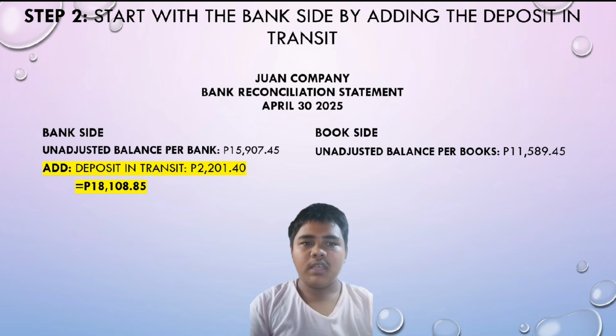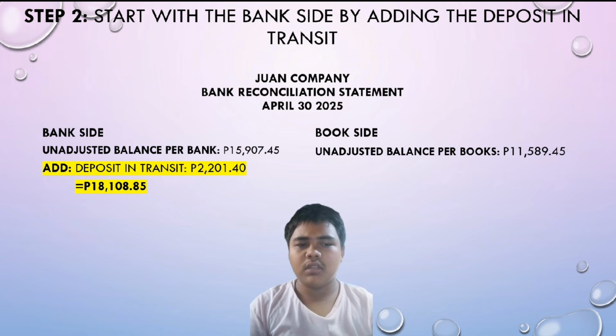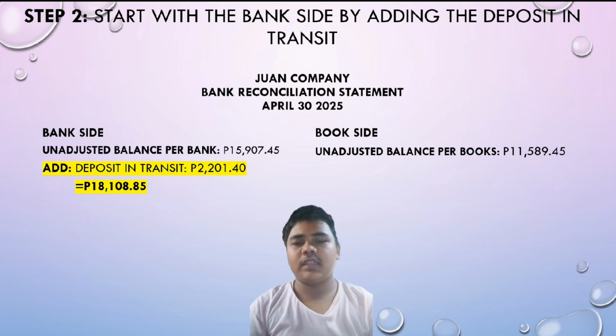Step 2. Start with the bank side by adding the deposit in transit. In the bank side, we have to add the unadjusted balance per bank, which is 15,907 pesos and 45 cents, to the deposit in transit, which is 2,201 pesos and 40 cents, which is equal to 18,108 pesos and 85 cents.